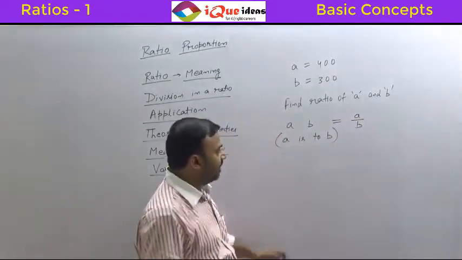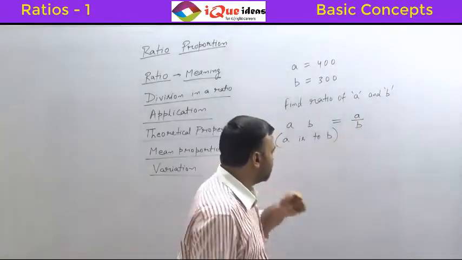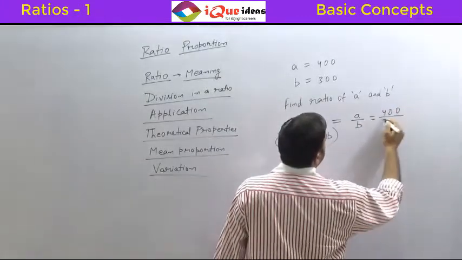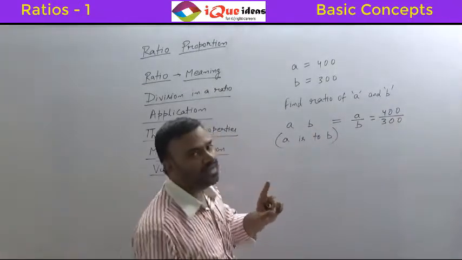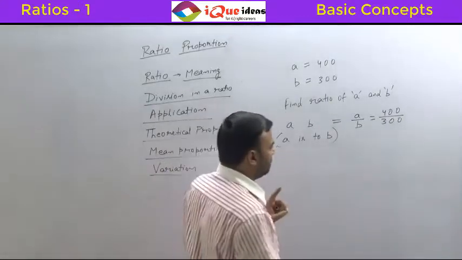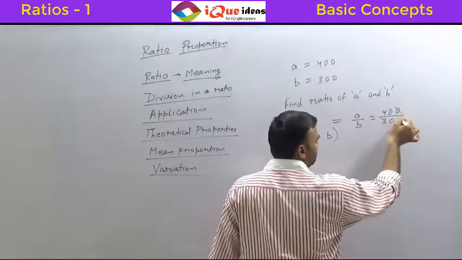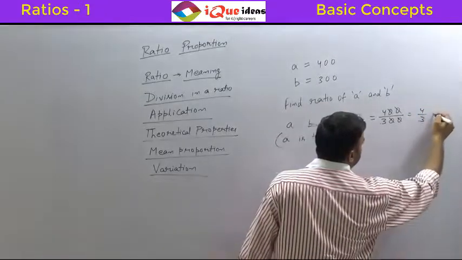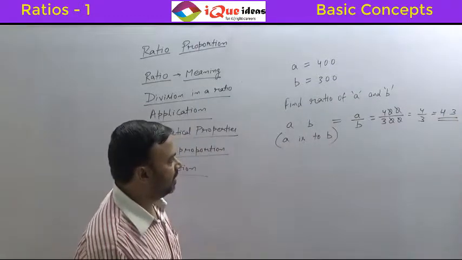Now understand, if there are only two numbers, then we can do this. For more than two numbers, we cannot do this. So as of now, we'll just take A divided by B. We can write it as 400 divided by 300. The first thing, ratio always has to be in the most simplified whole number form. So this 0, 0 cancel, this 0, 0 cancel. So we have 4 by 3. Then we write this as 4 is to 3. This is the basic meaning of ratio.